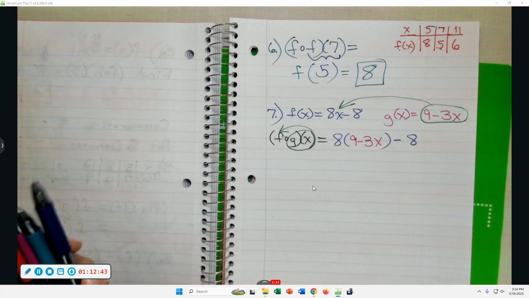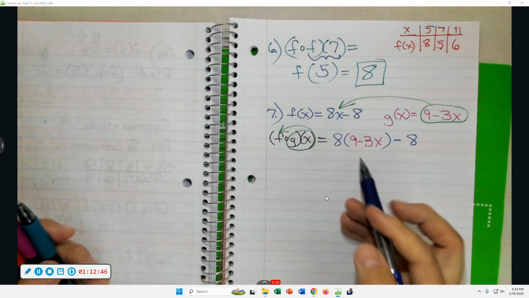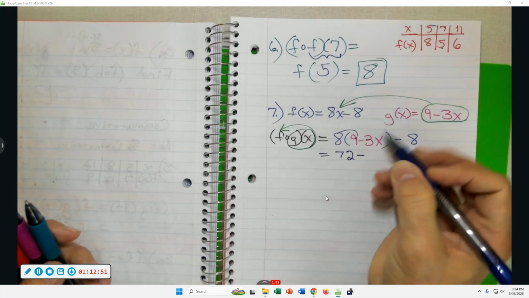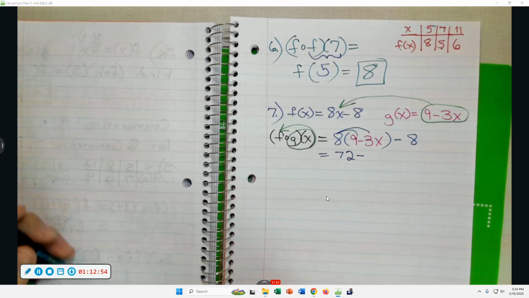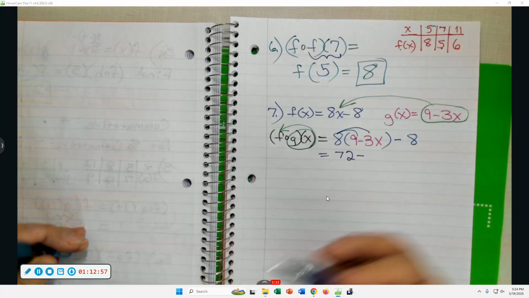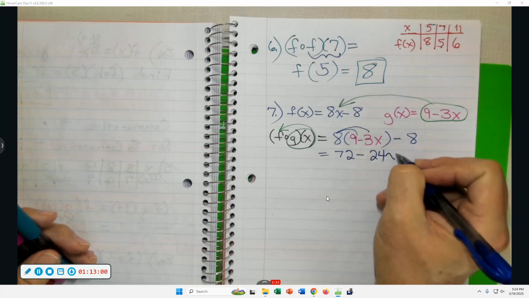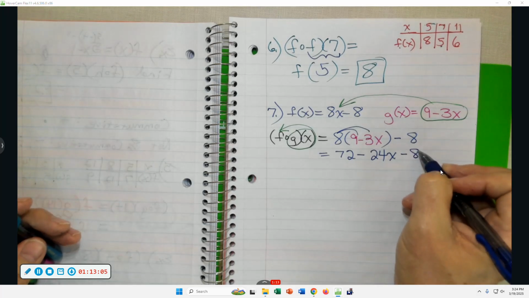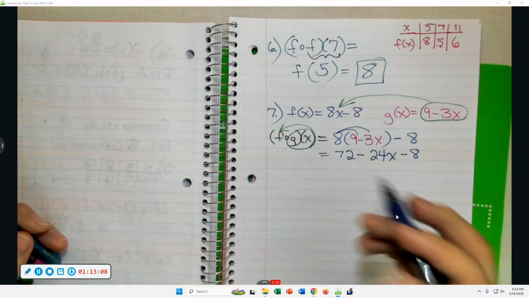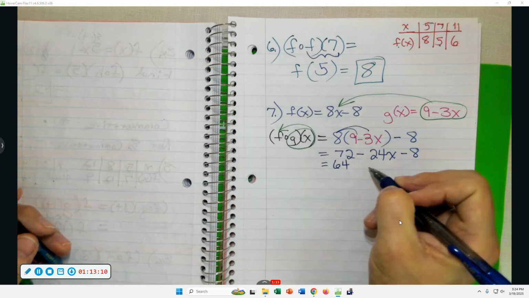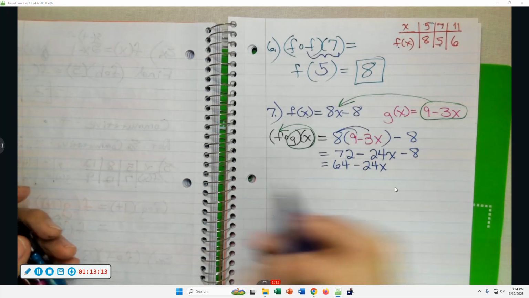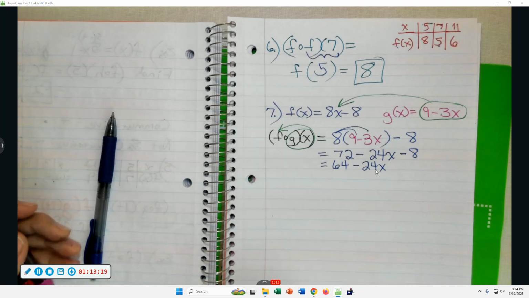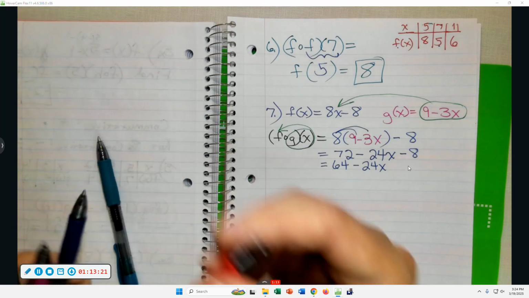Well, we have to reduce this. We can simplify it by distributing. Distributing the 8, we'll get a 72 minus 24x, and we still have a minus 8. 72 minus 8, that's a 64 minus 24x. Can we combine the 64 and the 24? No.